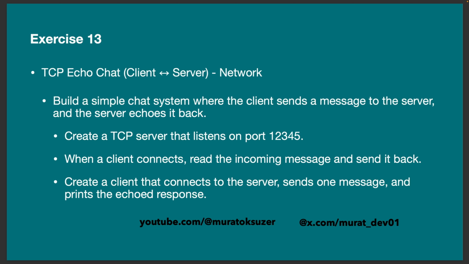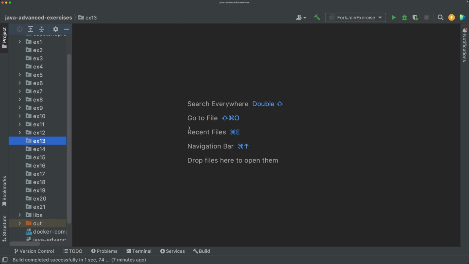Okay, let's move to networking exercises. In this one, we will build a simple chat system where the client sends a message to the server and the server echoes it back. Create a TCP server that listens on port 12345. When a client connects, read the incoming message and send it back.